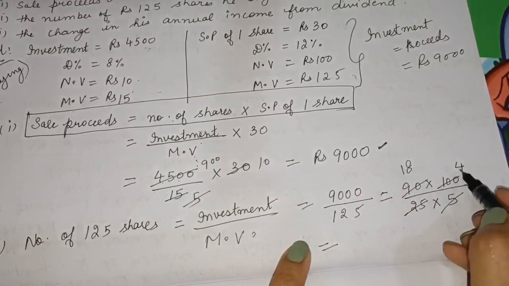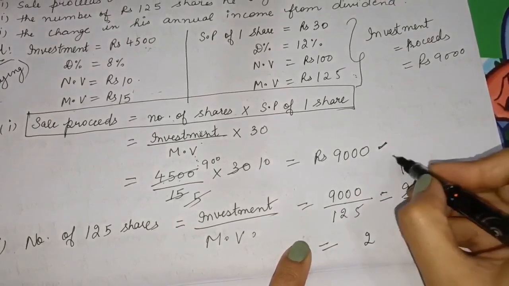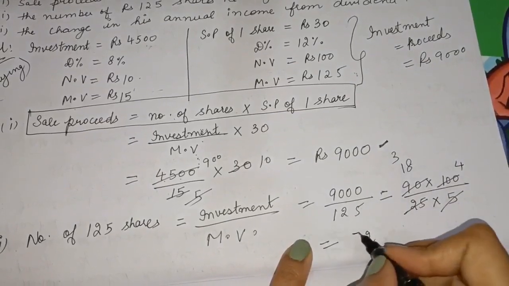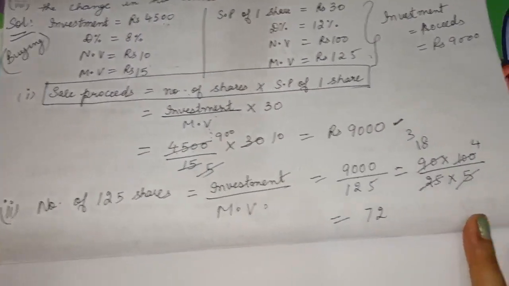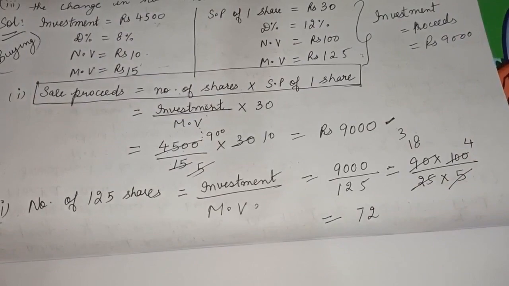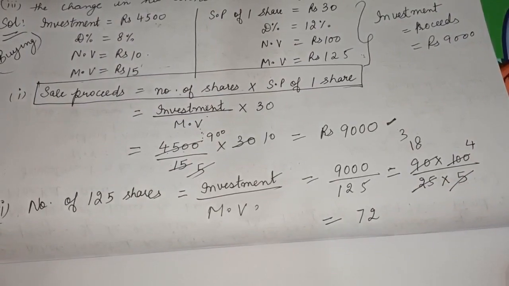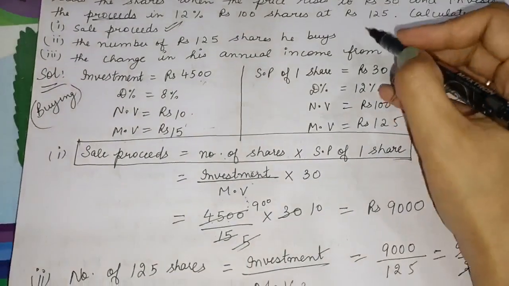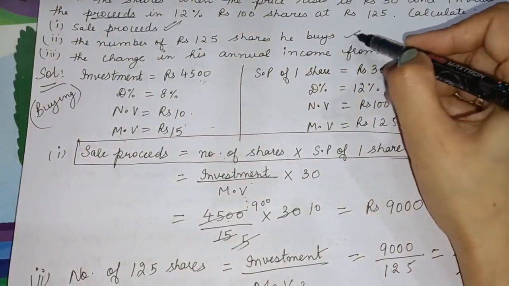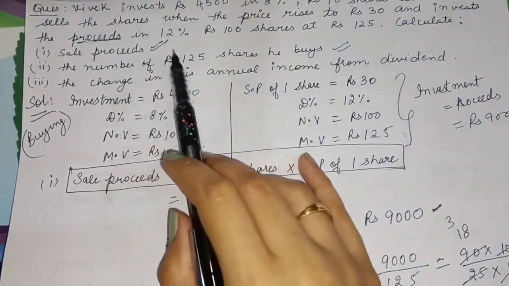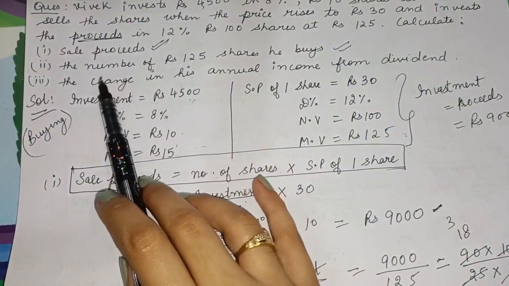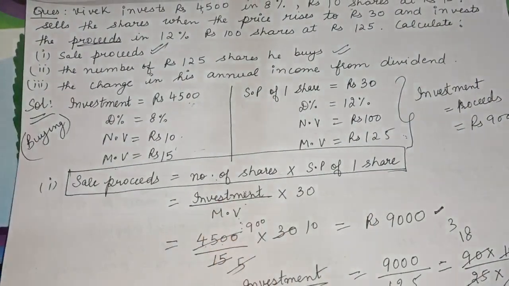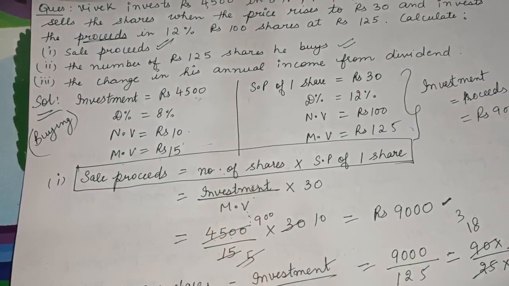So now we can multiply. 18 into 4 is 72. So in this case, the number of shares is equal to 72. So the second part of the question is also done. The first part was finding sale proceeds and the second is number of shares. Now let's do the third.